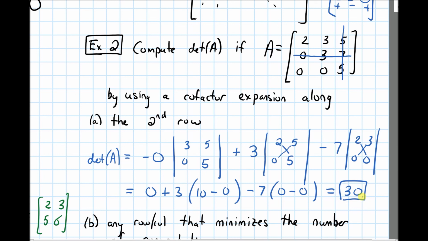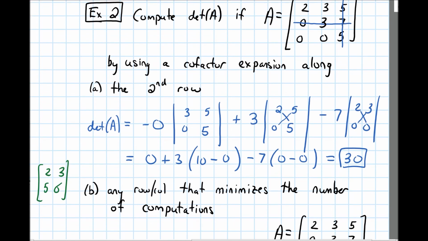It'll turn out that knowing this determinant, the fact that this is 30, the fact that this is not 0, will tell me that my matrix is not invertible. And we'll see why in the next video. So that's a little bit of a preview of the next video. But let's talk about how we can compute this determinant in another way.